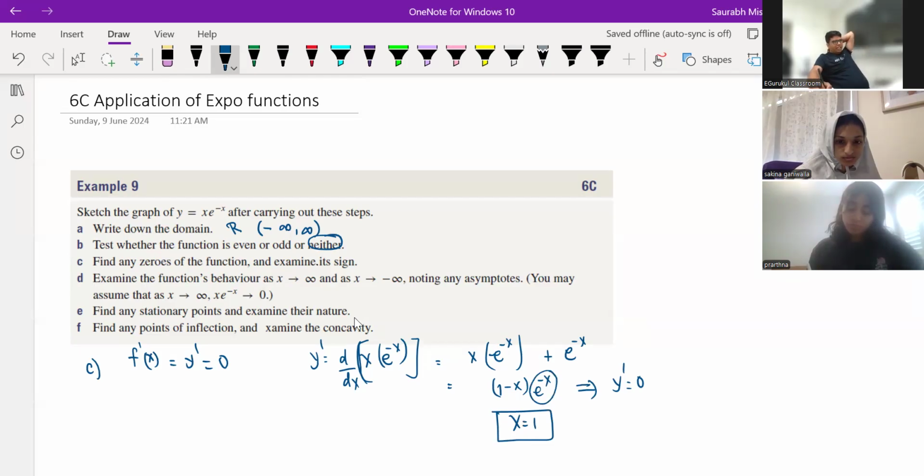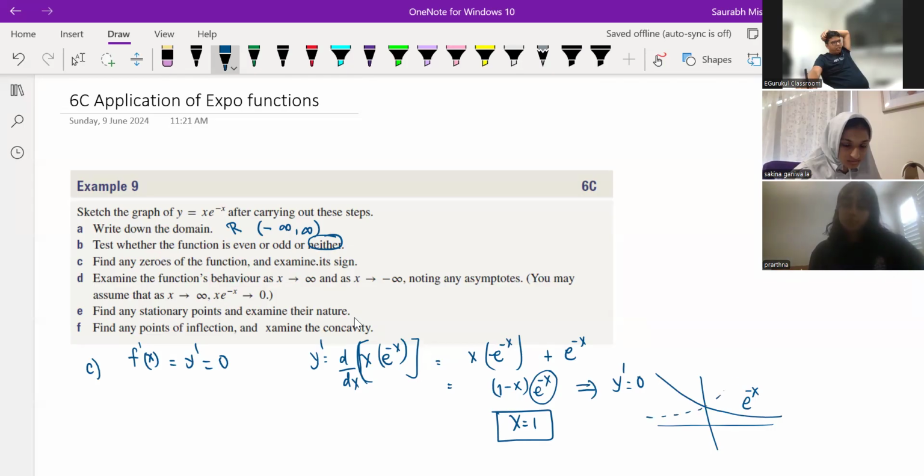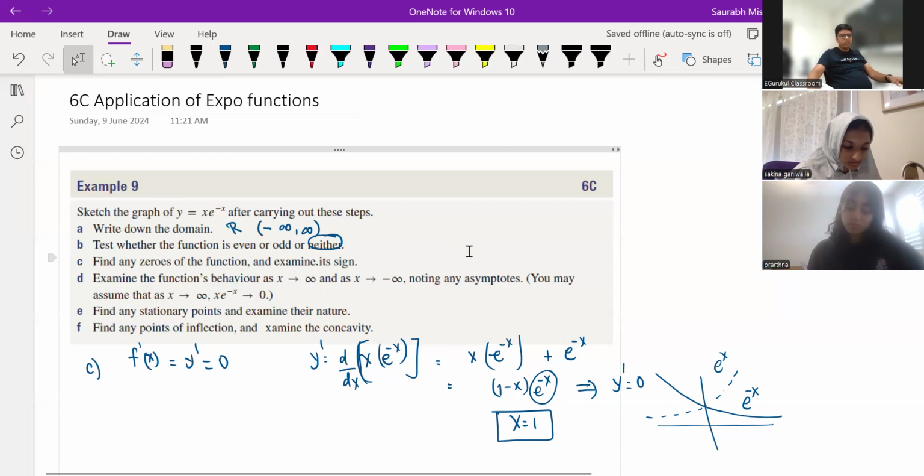The e to the power minus x graph is like this. The e to the power plus x graph is like this. So you will never get this thing.